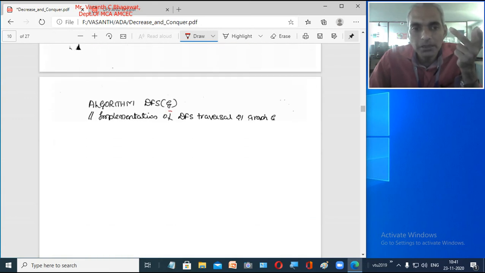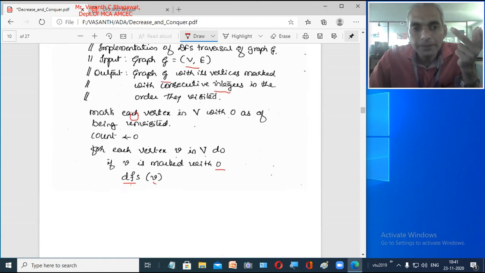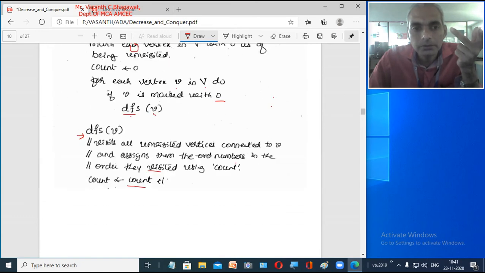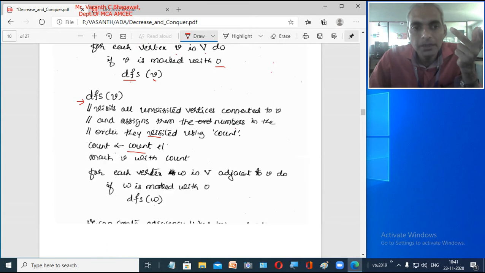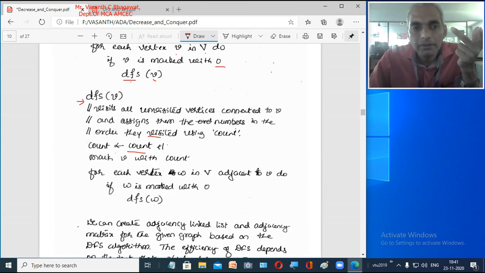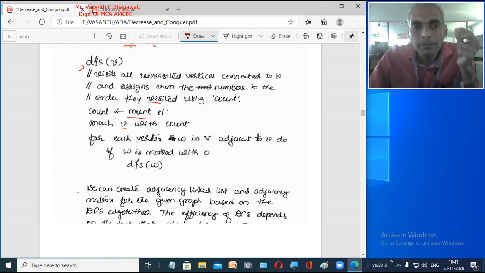So you increment count by 1, and we mark V with the count. You are going to write that subscript. We have marked V with the count, whatever order it gives. Then for every vertex W adjacent to small v. Once V is marked, you look into the other vertices which are adjacent to V, which are called W.